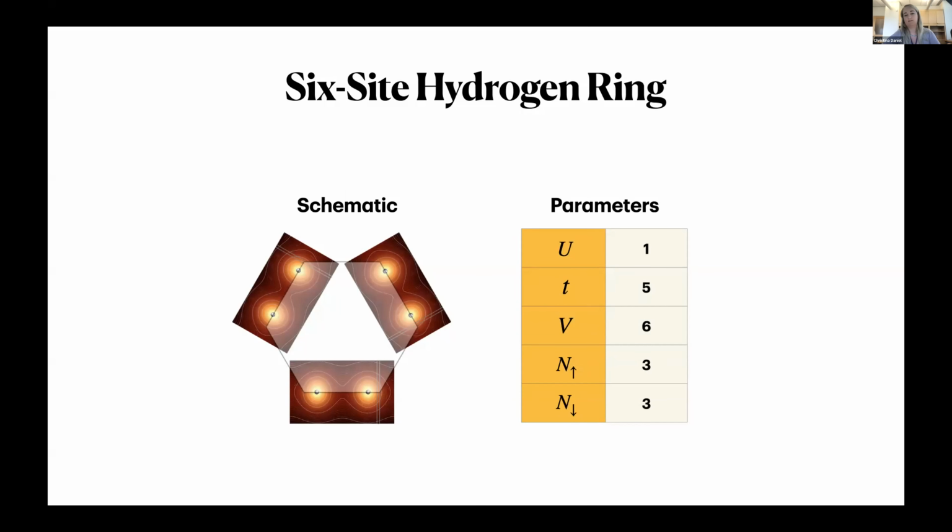Here are the parameters for the system that I am considering in this presentation. I set U to 1, T to 5, V, which is the number of atoms or sites, to 6, the number of up electrons to 3, and the number of down electrons to 3. So there are 6 sites and 6 electrons, just like a neutral hydrogen molecule.